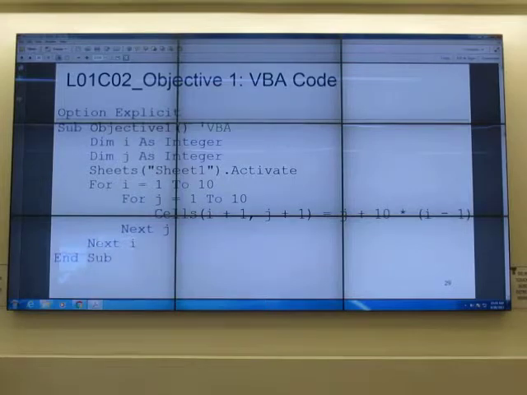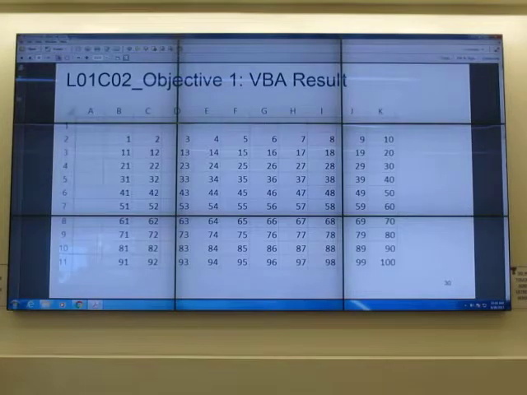So the same thing: we Dim i As Integer, Dim j As Integer, Sheets, parentheses, double quotation marks, Sheet1, dot Activate. So we try to write on Sheet1, right? And then do a double for loop as before. i equal to 1 to 10, j equal to 1 to 10, and have the formula Cells(i+1, j+1) equal to j something, something. Okay? Good? Look at the result. It looks like this. You like it?